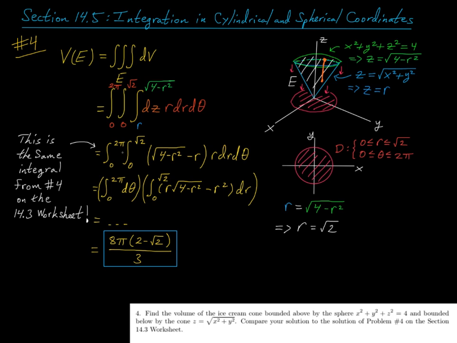Since the integrand here depends only on r, we can peel off this integral from 0 to 2 pi d theta. That can come out front. And then here, if I distribute that r, I'm looking to integrate r times the root of 4 minus r squared. We can do that with a substitution. And then here I'm going to get a minus r squared. If you carry that all through, just as we did back in 14.3, you wind up getting a volume of 8 pi times the quantity 2 minus the square root of 2 all over 3. All right, and that does it.